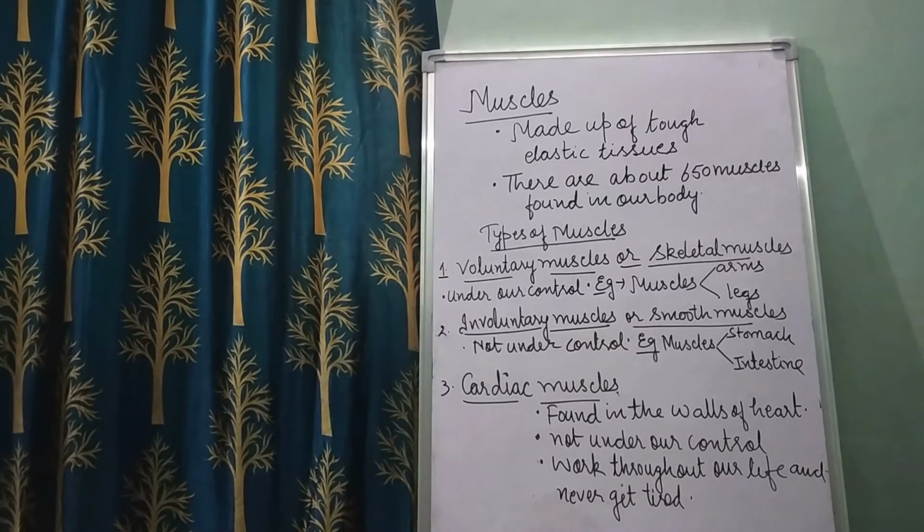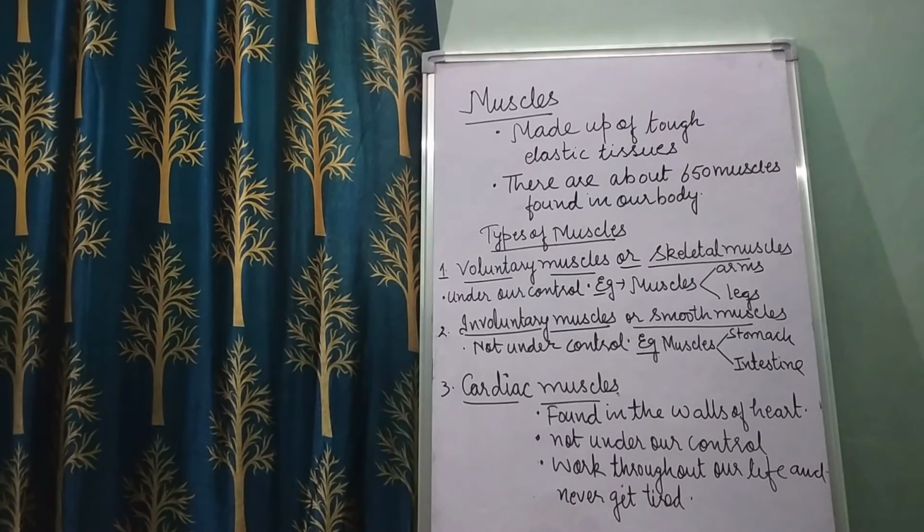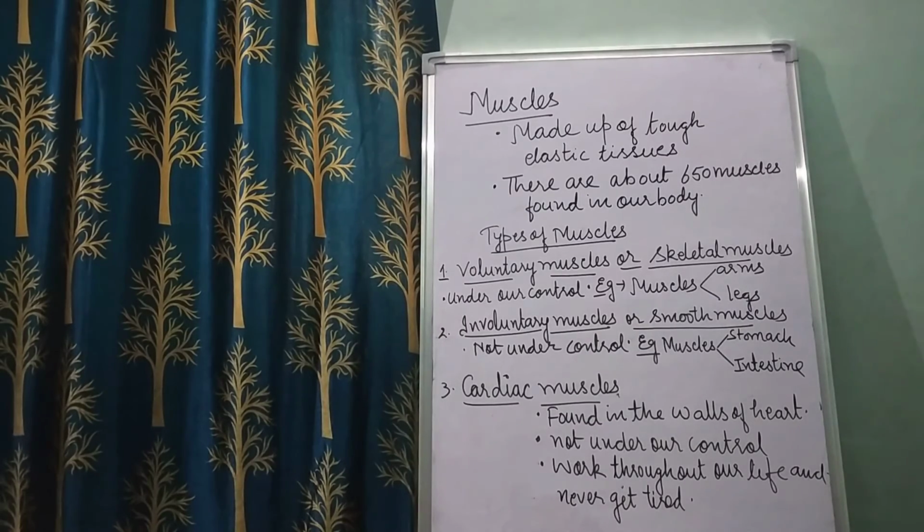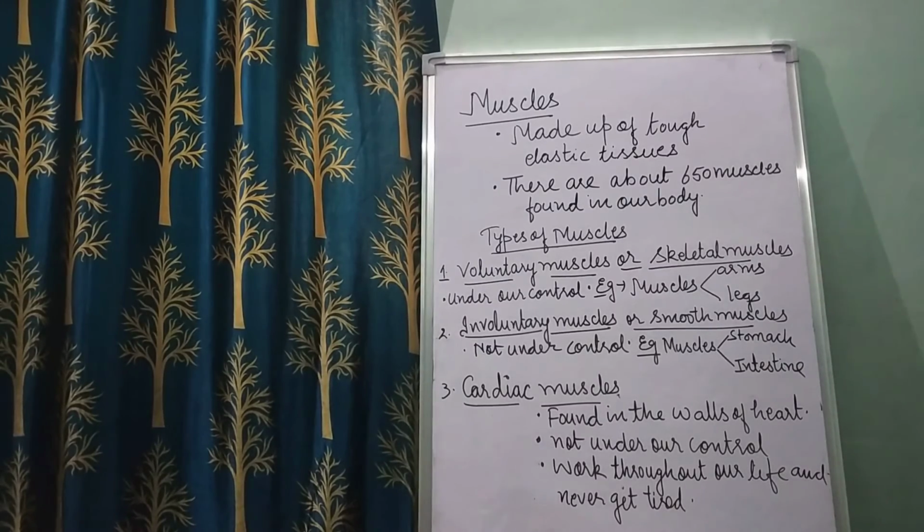Okay, now the muscles are made up of tough elastic tissues, and there are about 650 muscles found in the body. Okay, now three types of muscles are present in the body. The three types of muscles are, children, voluntary muscles or skeletal muscles. Second is involuntary muscles or smooth muscles. The third one is cardiac muscles.